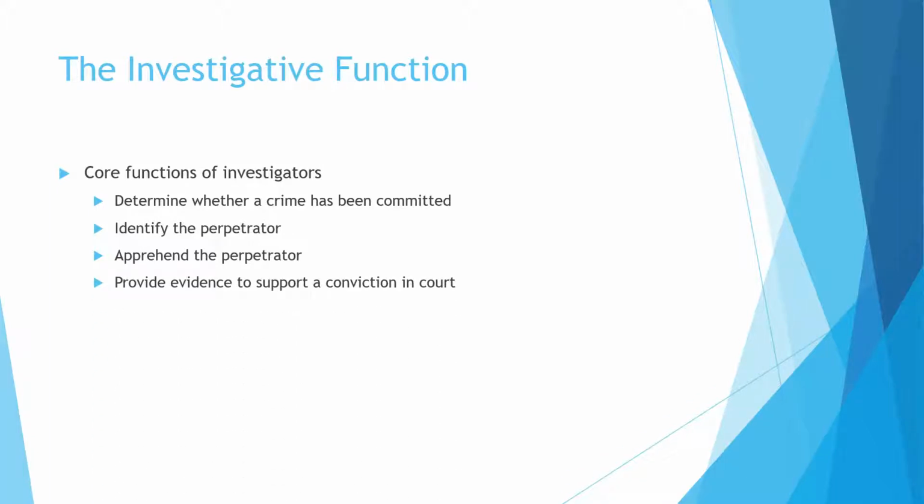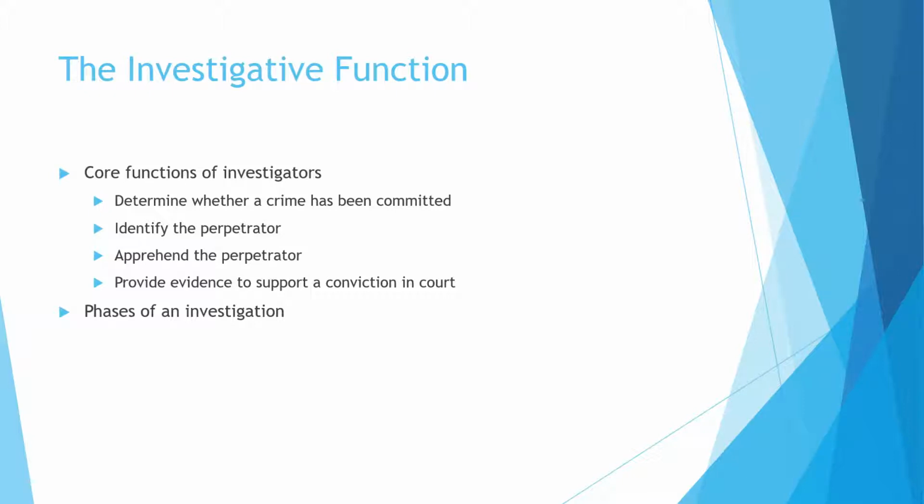Finally, investigators may need to provide evidence to support a conviction in court. So after we've apprehended the perpetrator, we determine there was a crime, we identify the perpetrator, we apprehend the perpetrator, now we need to provide further evidence so that we can actually get a conviction for this perpetrator. So these are the four main functions of investigators: determining whether there was a crime, identifying perpetrators, apprehending perpetrators, and providing evidence to support criminal convictions, criminal prosecutions.